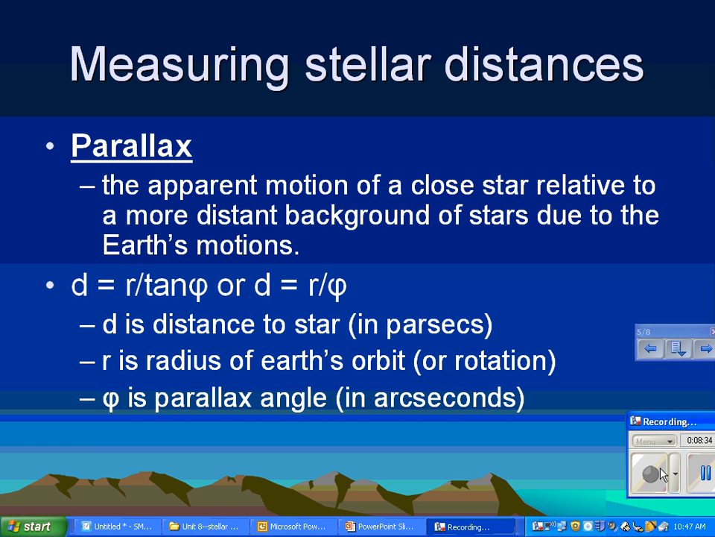So what we were just looking at, you can see that we did the trigonometry. The distance to the star is equal to the radius of the Earth's orbit, which is going to be 1 because we're going to use astronomical units. And then that angle is a parallax angle.